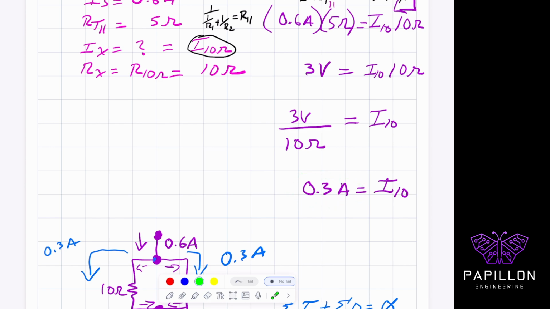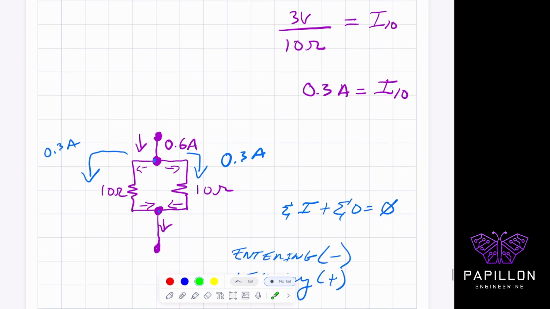So instincts were correct. If both of the resistors are the same, they're going to equally have 0.3 amps going through each of those branches independently of each other, which is pretty cool.